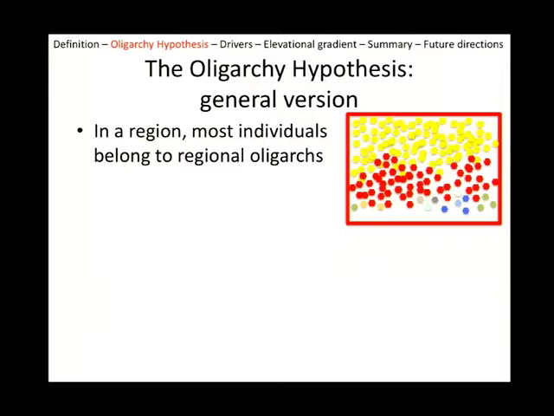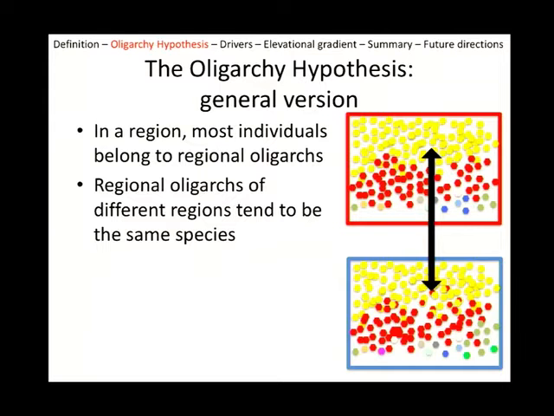The second prediction of this general version of the oligarchy hypothesis is that the regional oligarchs in one region will tend to overlap with the regional oligarchs of other regions. In this case, yellow and red species are oligarchs in both of the regions. And the scale depends on the study. So you can define region at any distance. The distance between both regions could be any scale of interest for you.